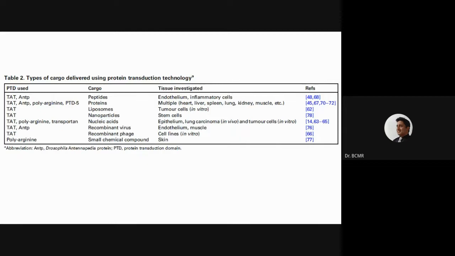So here are some of the examples of what has been carried by these protein transduction domains into the cell. This, for example, is a proof of concept that we could allow the transfer or transduction of the OKSM proteins into the cytoplasm. And here are some references if you want to read about it.